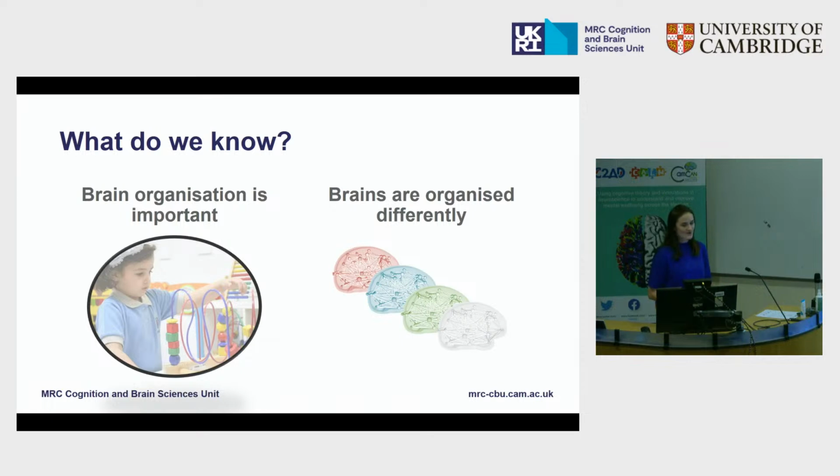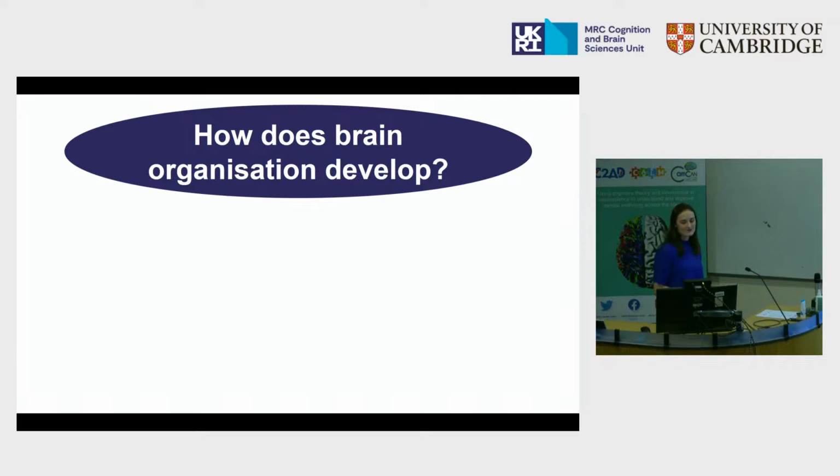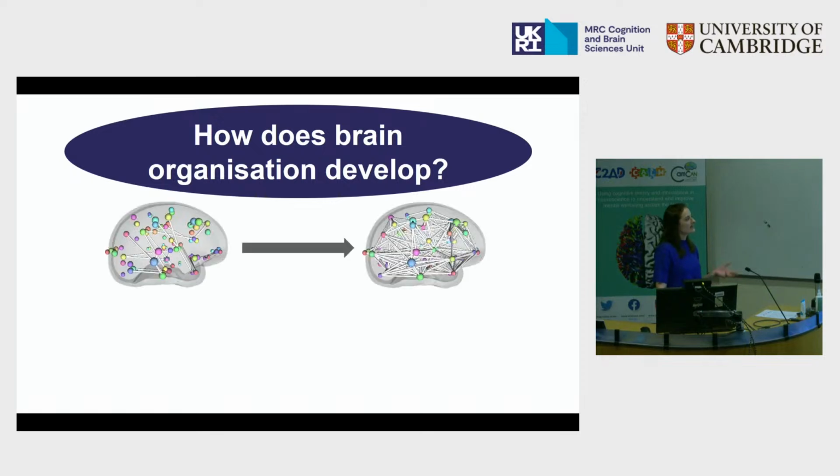And we also know that people's brains are organized differently. We see naturally that some people's brains are more efficient than others. And so the next logical question, or at least logical in my mind, is how does brain organization develop? And so what I mean by organizational development is how does the brain go from having, say, 50 connections to having 400 connections? And most importantly, how and why are those connections being the ones to be added? So why are some connections made and some aren't?